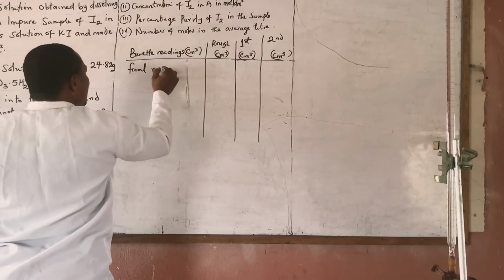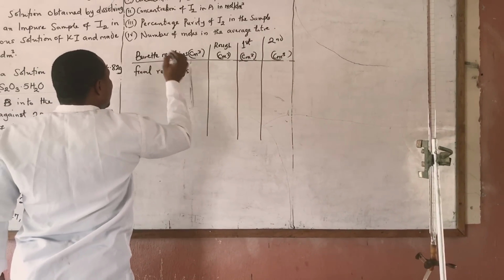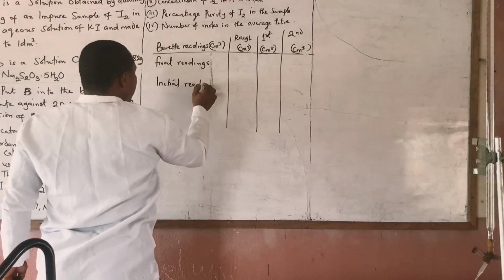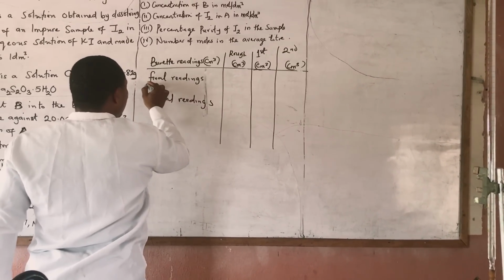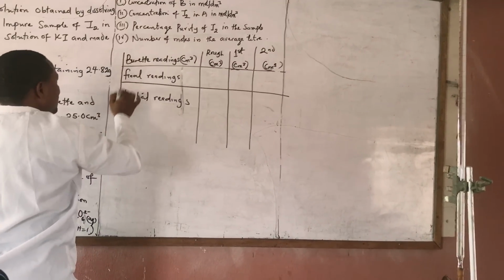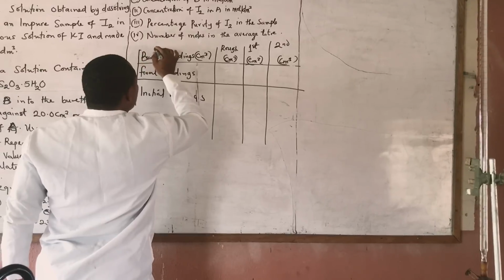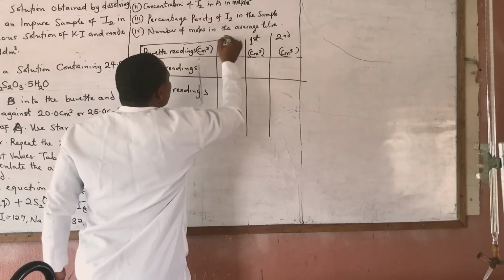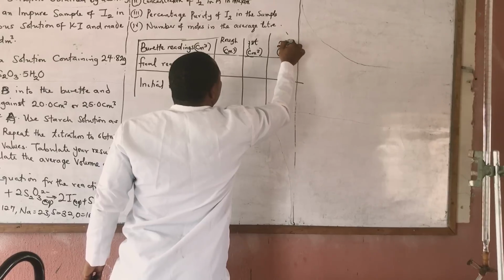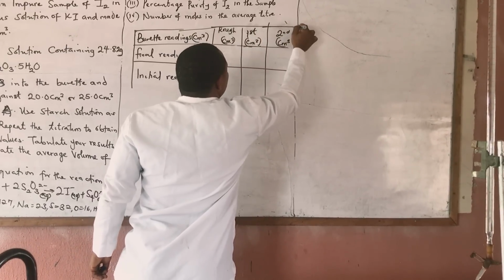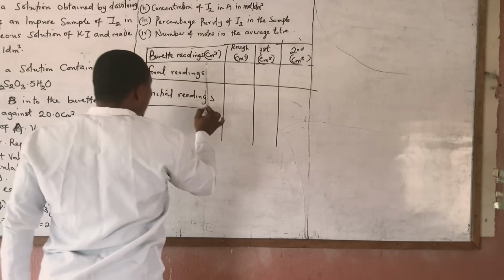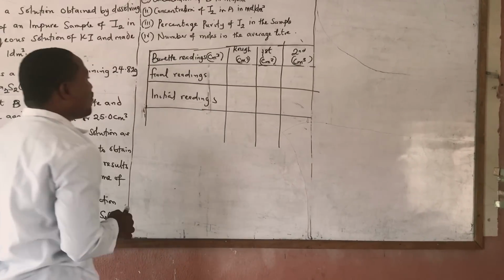Please tabulate your readings very well. This is the final readings, okay? This is the initial readings. First, second. This is the initial readings. So complete the table, very important.